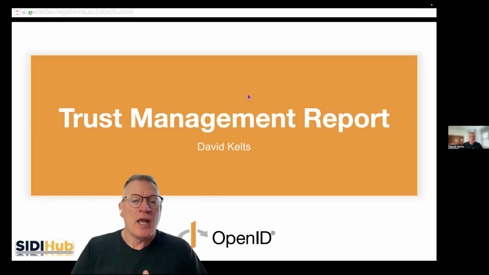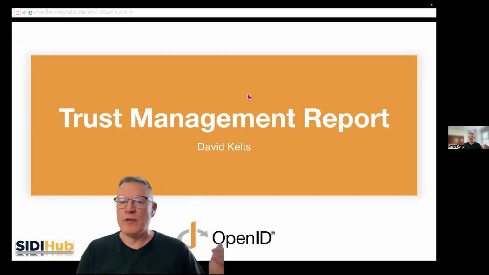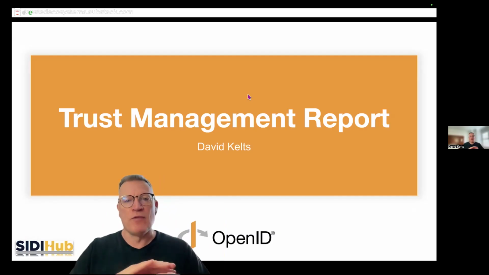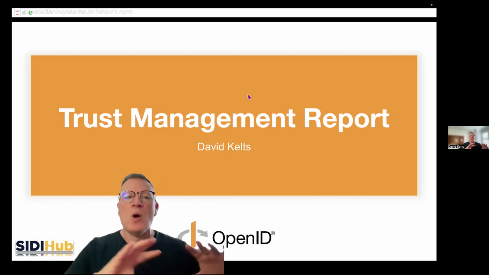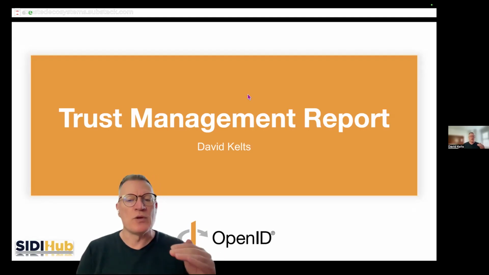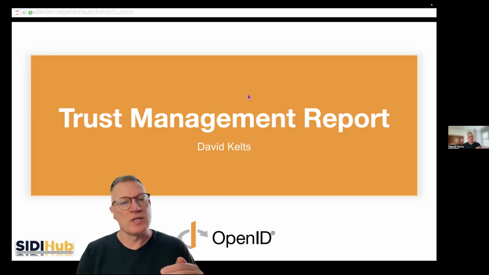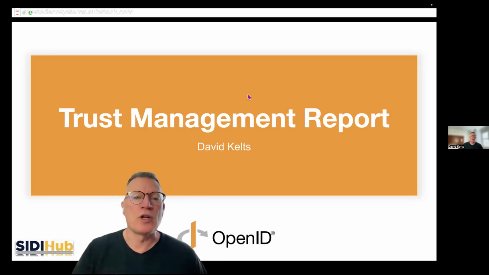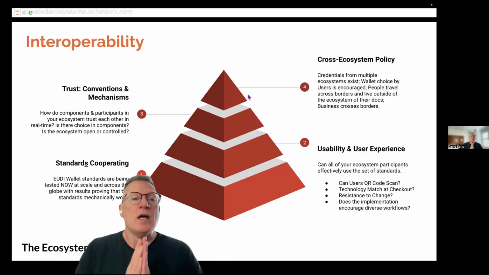A second reason is that we want to inform standards developers of what it's like across all of these ecosystems, being wallet ecosystems, login ecosystems, decentralized ecosystems, what the considerations are that ecosystem operators will make and what they have to look at in order to make sure that participants in their ecosystems trust the way it works.